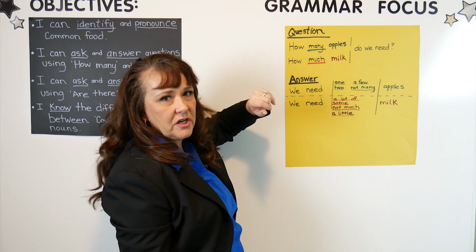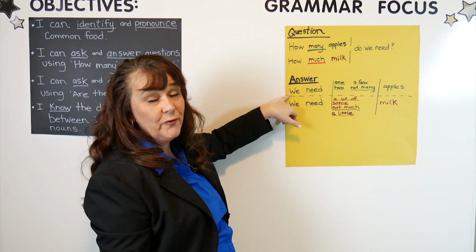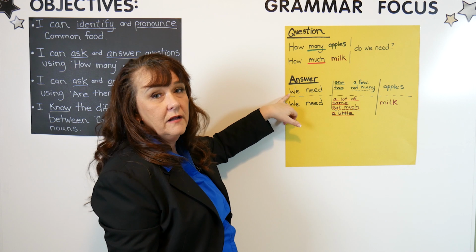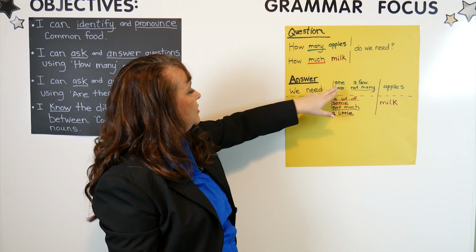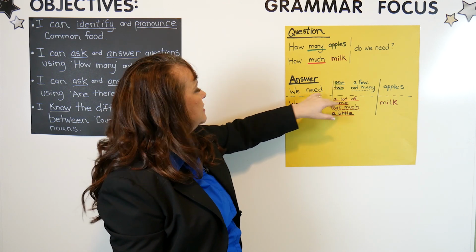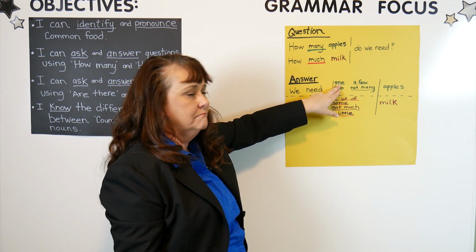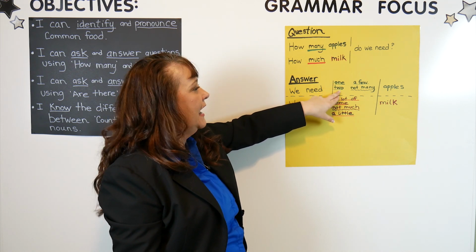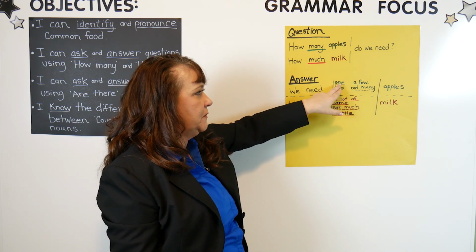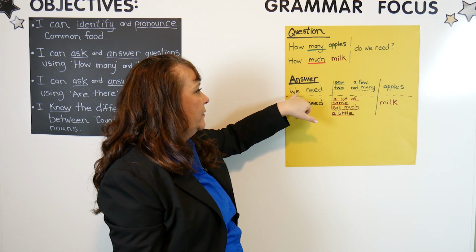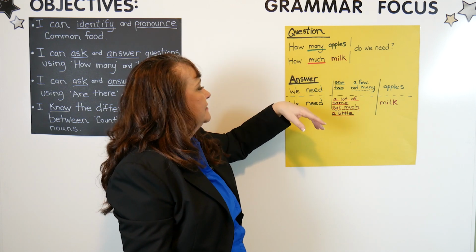So here's the question. How many apples do we need? There's different ways to answer that question, again, depending on if you can count the noun or not. So again, green is count. We need 1 apple. We need 2 apples. That's pretty easy. 3 apples, 4 apples, because we can count. So that's an easy way to answer with a number. We need 1 apple. We need 2 bananas.